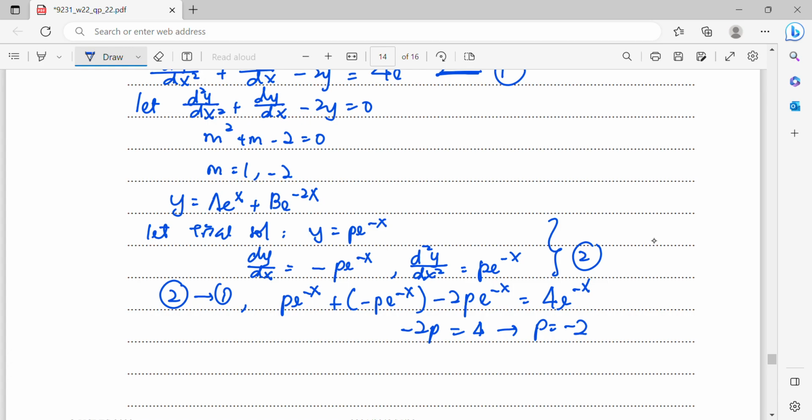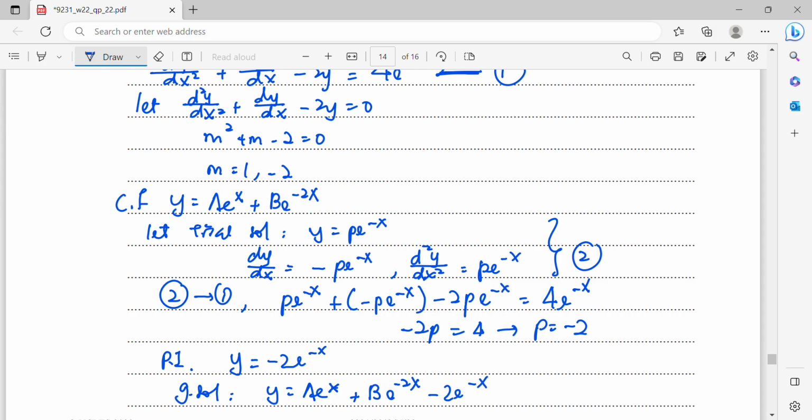You can just write this is basically the CF, this is the PI, particular integral. Then your y will be minus 2e^(-x). Hence, the general solution: your y will be Ae^x + Be^(-2x) + (-2e^(-x)). So plus and minus, it becomes minus.